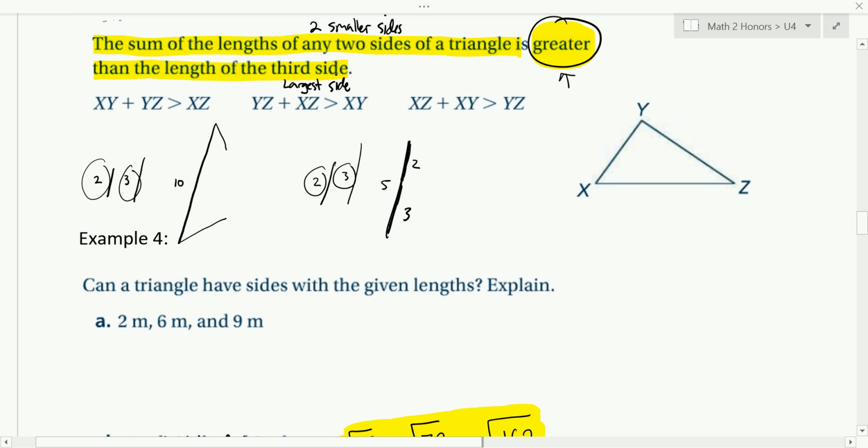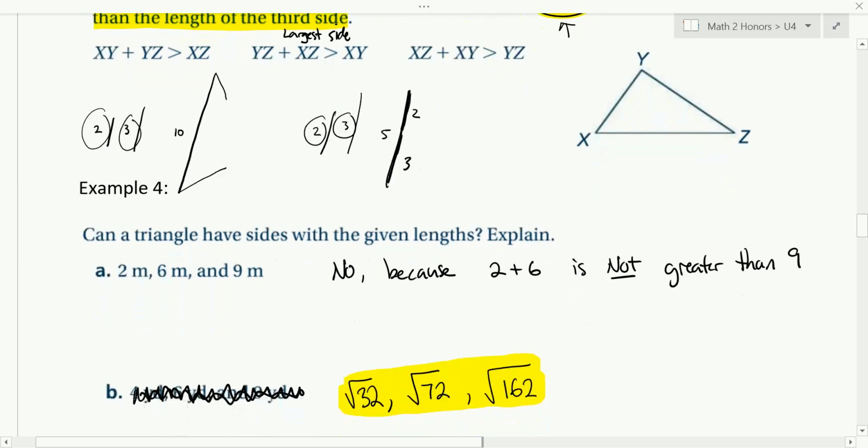So how about here? We have side lengths 2, 6, and 9. Can we make a triangle out of that? No. Why not? If we add 2 plus 6, the two smaller sides, 2 plus 6 is not greater than 9. And that's what we need. Part B, I'm going to change on you. Root 32, root 72, and root 162.